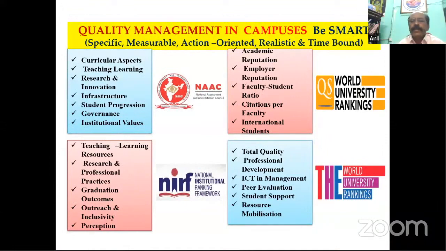Here, quality management in campuses, the very important trend of NAAC, is Be Smart, because it is an ICT platform. For the last 3 to 4 years, this has become online only. When it is online, they also expect smart solutions from our colleges or campuses, our students, faculty and all the stakeholders. That's why they designed this as a smart platform. Here SMART means specific, measurable, action-oriented, realistic and time-bound. The NAAC assessment is also smart, and they expect the colleges also to be very smart.